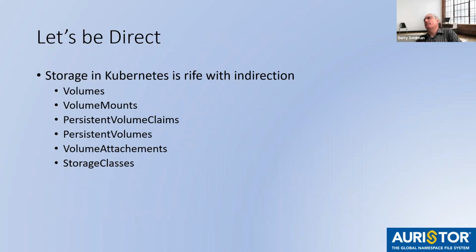So let's be direct. Kubernetes is filled with indirection. It is so confusing. It's rife with indirection: there's volumes, there's volume mounts, persistent volume claims versus persistent volumes versus volume attachments versus storage classes. And I haven't even started talking about the CSI drivers. So there's a lot of indirection. We're going to explore this, and we're going to understand why they exist and what problem they're solving.